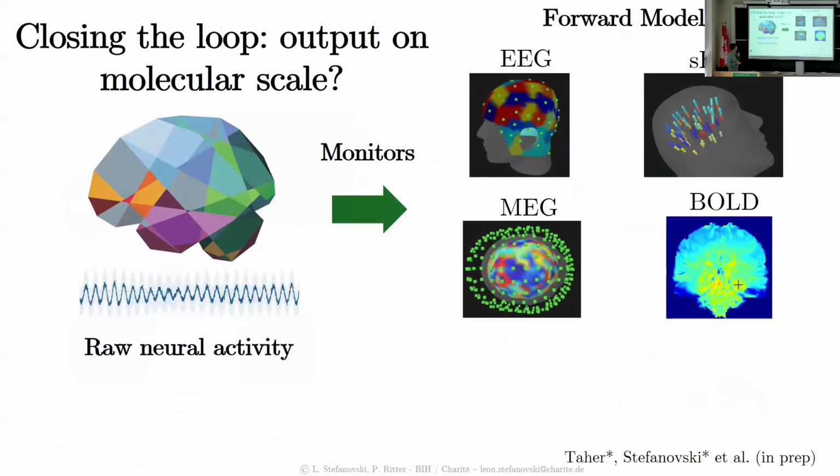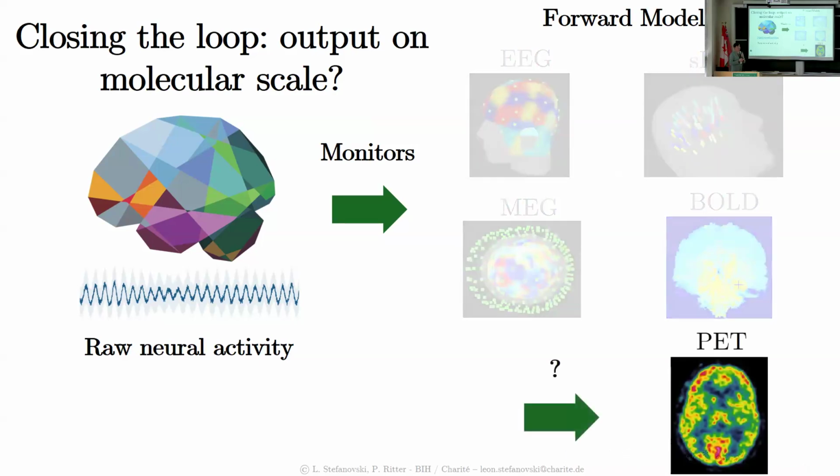And finally, I just want to close the loop because I talked a lot about how to implement and to plug in molecular information into the simulation. But the question was, can we also get an output on the molecular scale? Because typically the outputs are all on the electrophysiological scale except of BOLD. And inspired from the BOLD monitor, we were thinking of, can we also reproduce glucose PET as a very direct surrogate of energy metabolism.